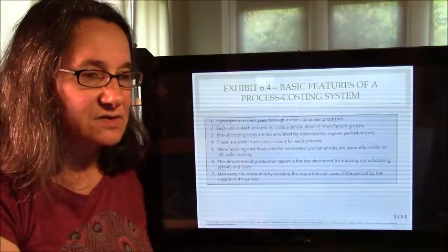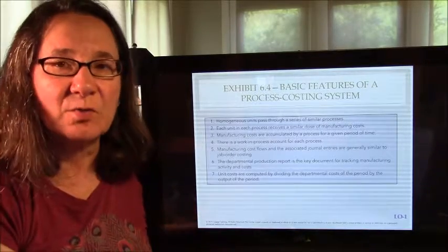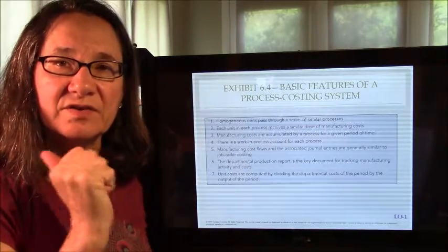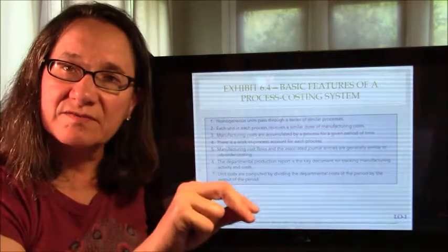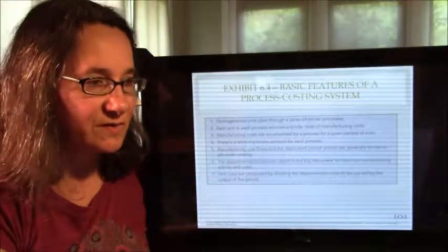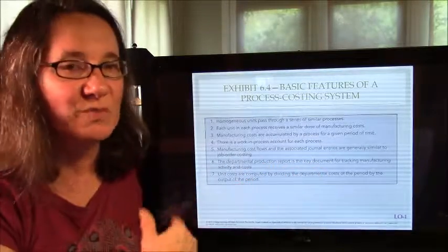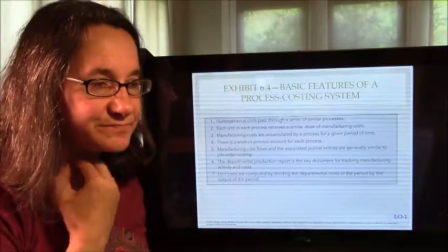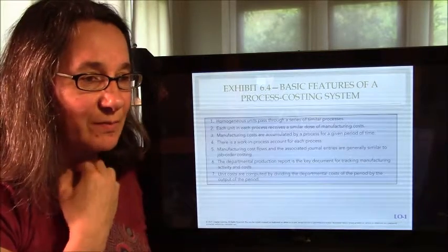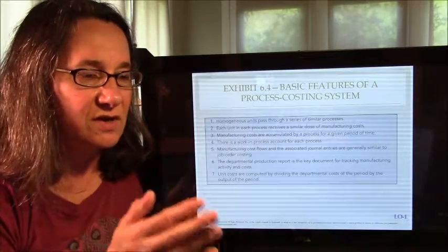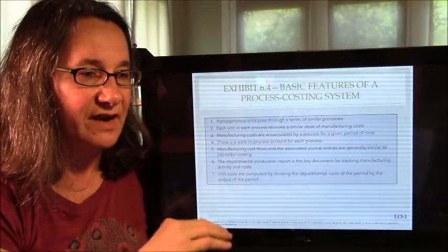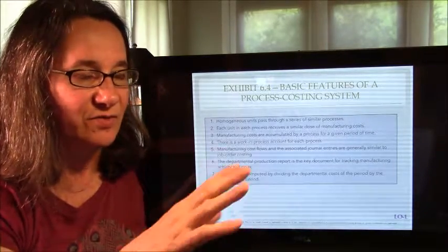The cost flows are generally similar to job order costing: direct materials, direct labor, overhead, into work in process. But then instead of going to finished goods, it just goes to another work in process where they add more of the same. You're building up that cost. The production report makes sure that you can track it, so you've got to have a production report. And then unit costs are computed by dividing departmental costs by the output for the period.